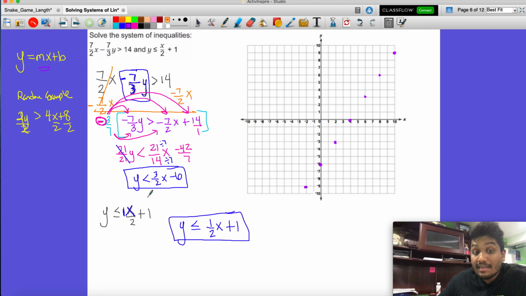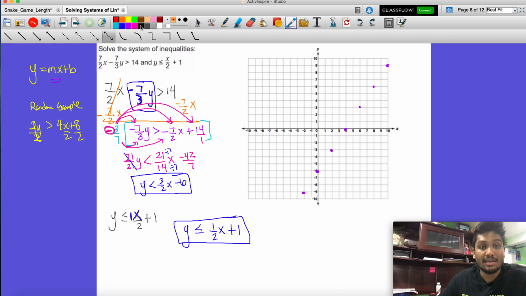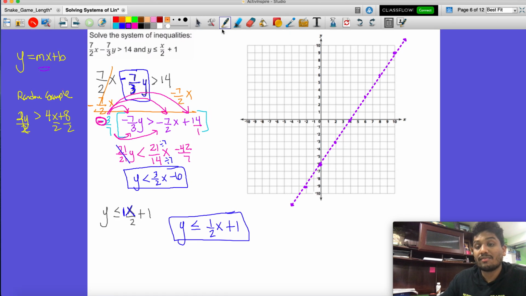Noticing what kind of sign it is. It's a less than sign. So what kind of line are we talking about? If you said it was a dotted, then you'd definitely be correct. This is going to be a dotted line right here. We can actually graph this and shade it right now if we wanted to, but I always leave that till the end.